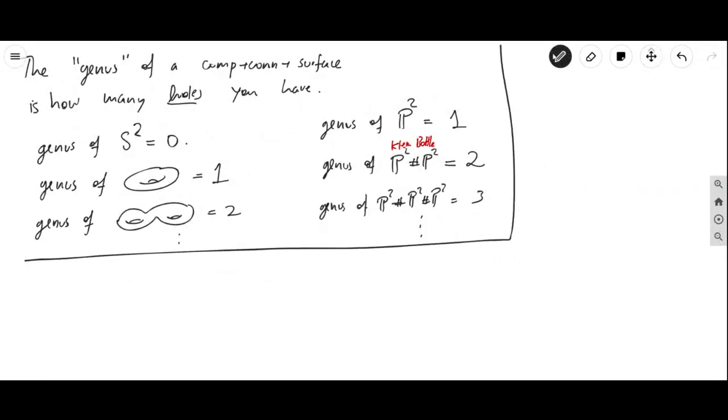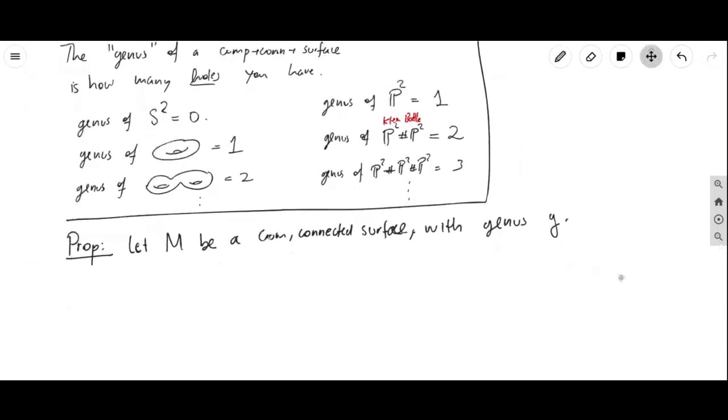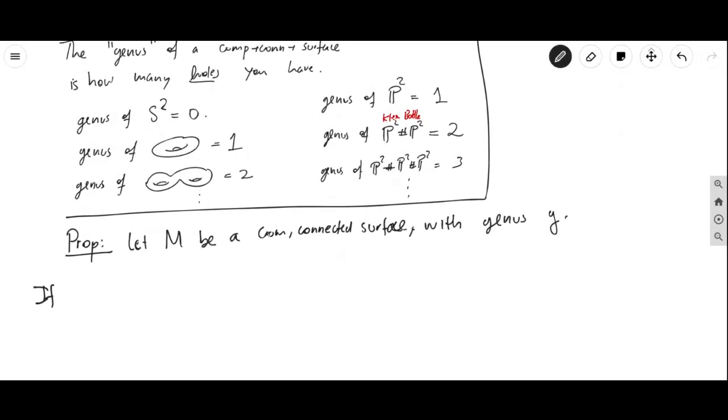So next thing that I should mention is a proposition. Let M be a compact connected surface with genus G. This proposition tells you what the Euler characteristic is. If M is orientable, and the way we defined orientable, it means on this list. Intuitively, it means there's no Mobius band inside your space.